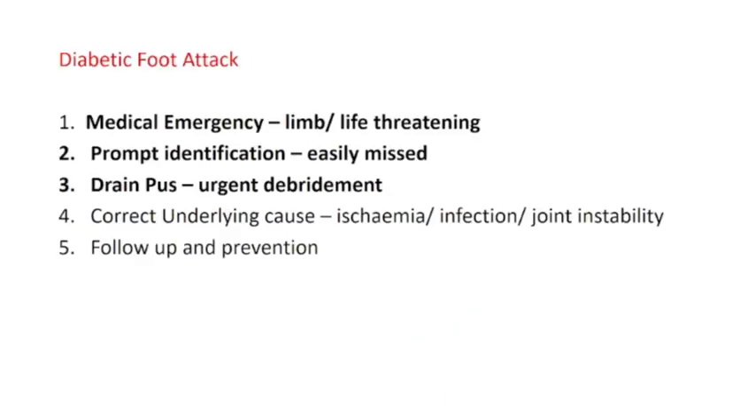So in summary, diabetic foot attack is a medical emergency because it can affect the limb as well as it could be life-threatening. Prompt identification is important because it can be easily missed unless you specifically look for it. Urgent debridement should be done to drain pus if there's pus. Should not be delayed for the next available list. And the correct underlying cause like ischemia, joint stability, infection, follow-up and prevention is necessary.